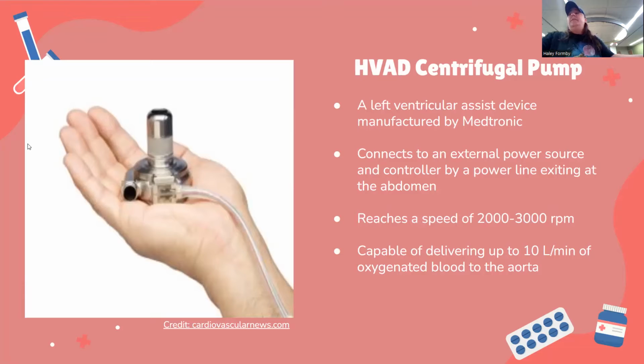The impeller of this model is capable of speeds up to 2,000 to 3,000 revolutions per minute, allowing for a maximum output of 10 liters a minute to be delivered to the aorta, which is sufficient and pretty good, considering a properly functioning left ventricle in an adult delivers approximately 5 liters per minute. And that concludes our presentation.